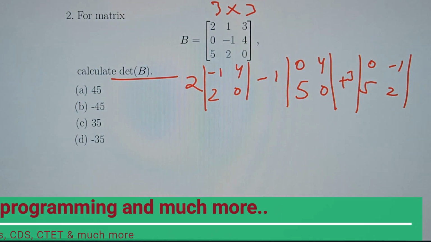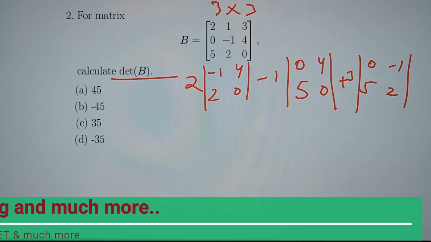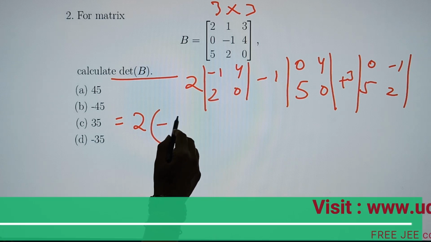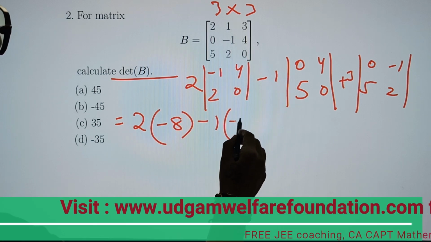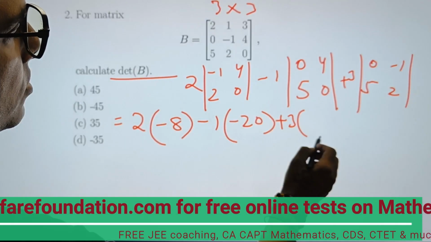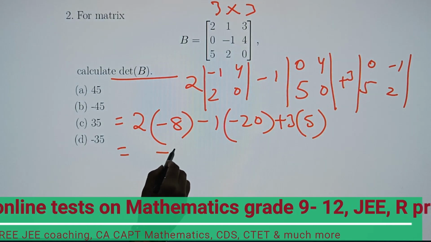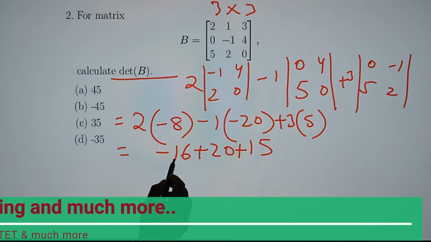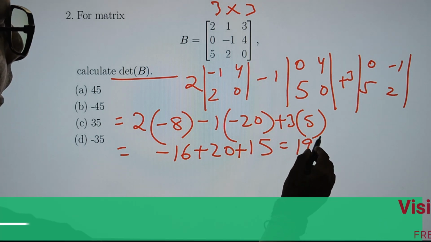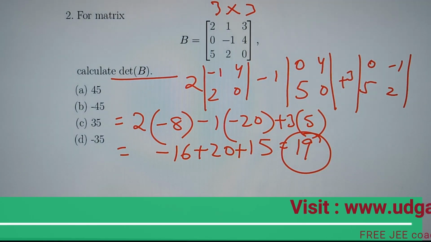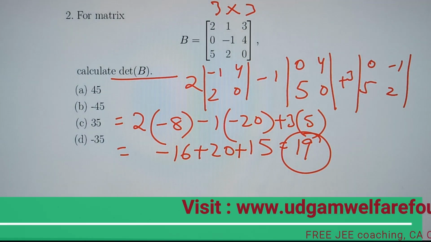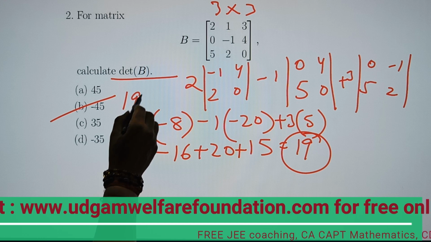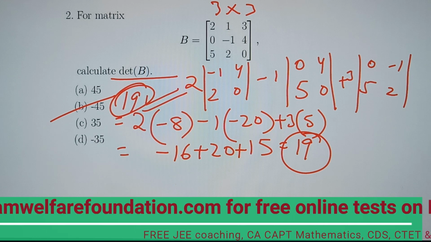Very simple, right students? After that we are going to solve this now. So this is 2 into minus 1, 0, 0, minus 8, minus 1, 0, 0, minus 5, 4, 20, plus 3, 0, plus 5. Now minus 16 plus 20 plus 15. Very simple. 20 minus 16 is 4. 15 plus 4 is 19. So do we have this option here? No, we don't have. So there may be a typo error in this particular question. So our answer is 19. We can simply eliminate this and write 19 here. So 19 is the correct answer here.